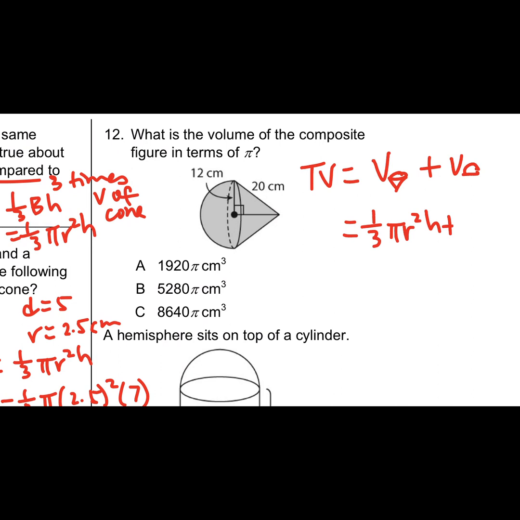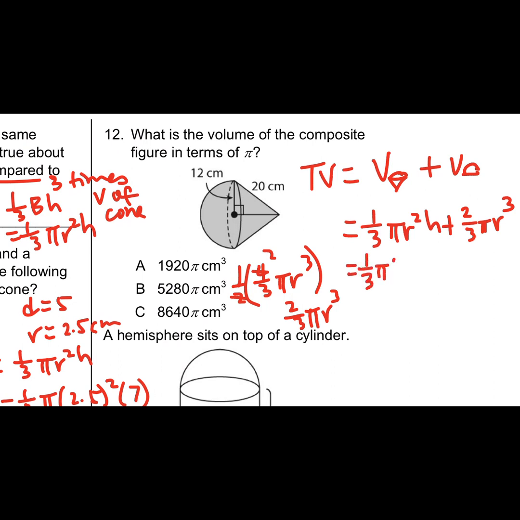So we know that a full sphere is 4/3 pi r cubed, but we don't want the whole sphere. We only want half of that. So that actually is 2/3 pi r cubed. So hopefully you understand that the volume of a semi-sphere is 2/3 pi r cubed. So let's go ahead and substitute the numbers in.